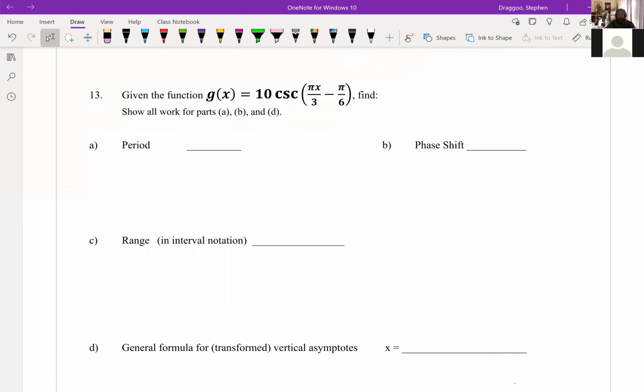Up next, what do we have here? Given the function 10 cosecant of pi over 3x minus pi over 6, find a bunch of stuff. So we want the period, the phase shift, the range, and the general equation of vertical asymptotes. Starting with the period, we want 2 pi divided by b, which in this case is pi over 3. And that thing simplifies to 6.